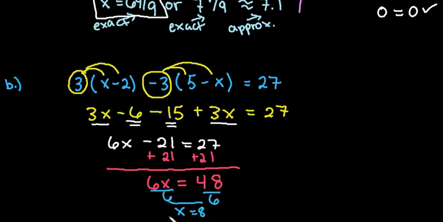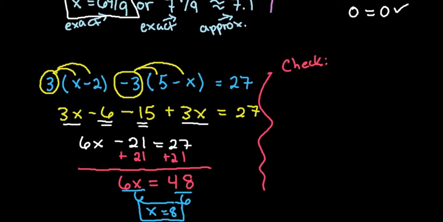So this one did give us a whole number for our answer. Again, I would just go back and check to make sure, does your answer make sense? This one will be a lot easier to check. I'm just going to write it down. A lot of times when you're checking, you can skip steps, but when I'm instructing, I always go through every step that I do. So I would have 8 minus 2 minus 3 times 5 minus 8 equals 27.